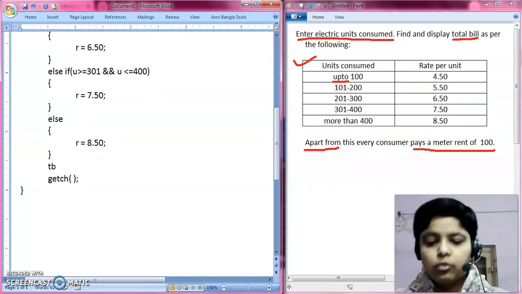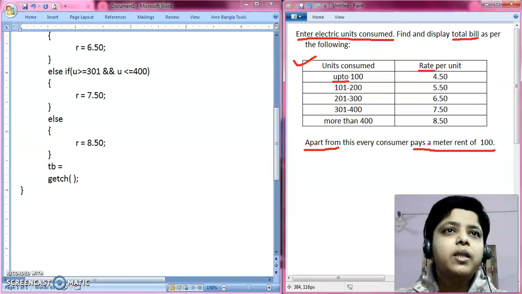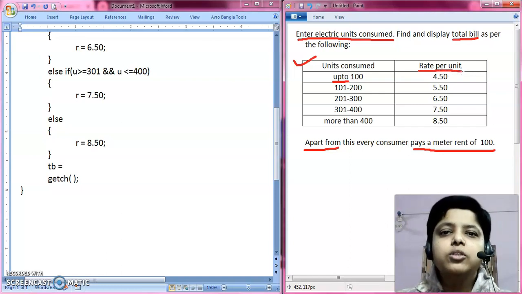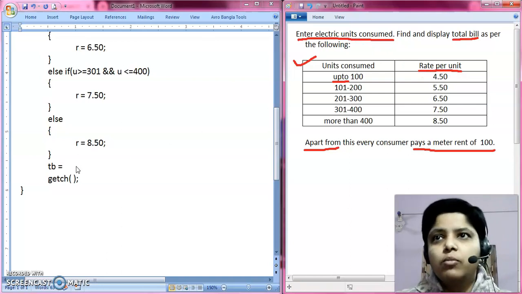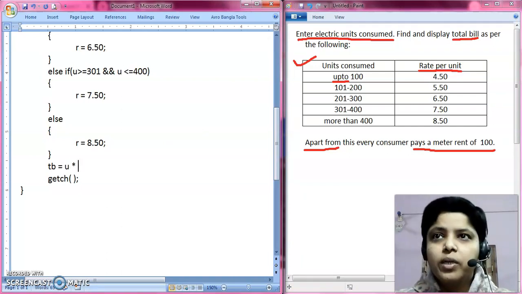Now to calculate the total bill, this is rate per unit. What is the meaning of rate? Rate means the price of 1 unit. That is why it is written rate per unit, that means the price for 1 unit. Now I don't know how many units the consumer has consumed. So we have to multiply the electric units we enter with this rate, because it is the price per unit. So I am going to multiply the units the user consumed with our rate.